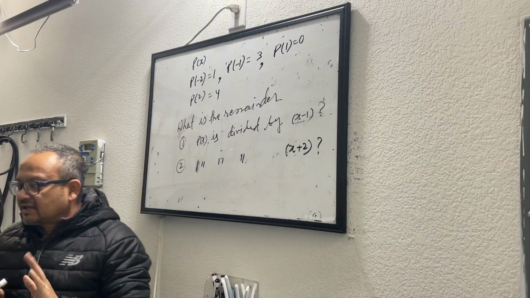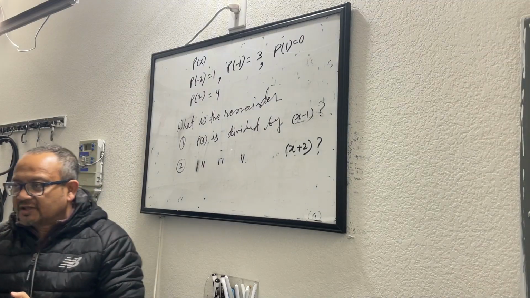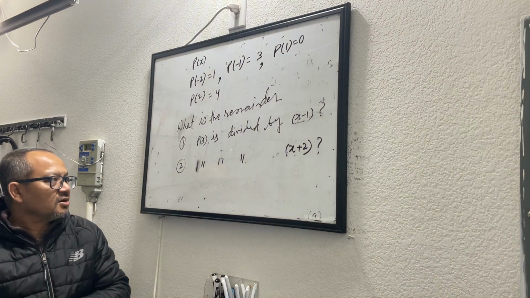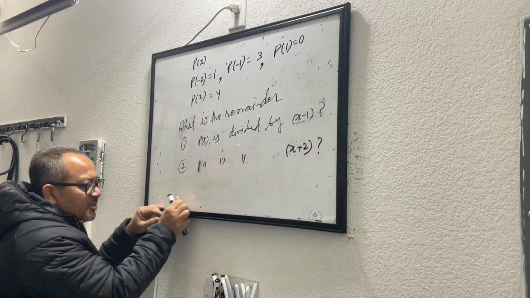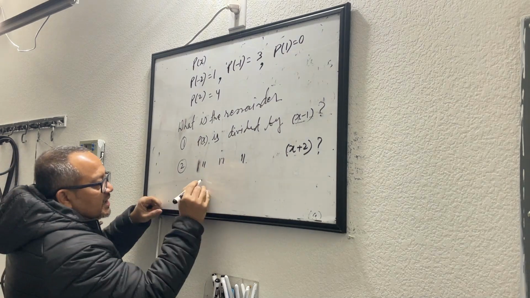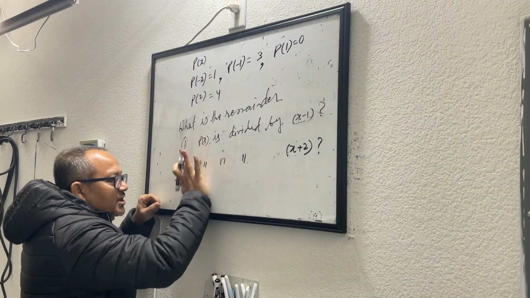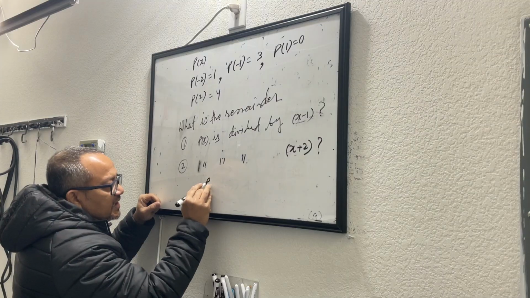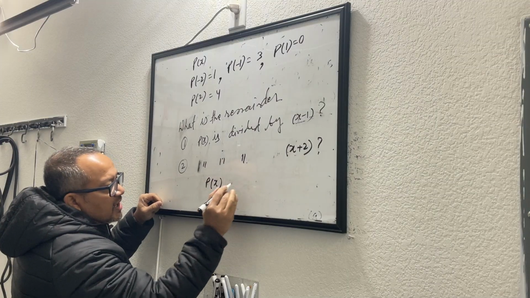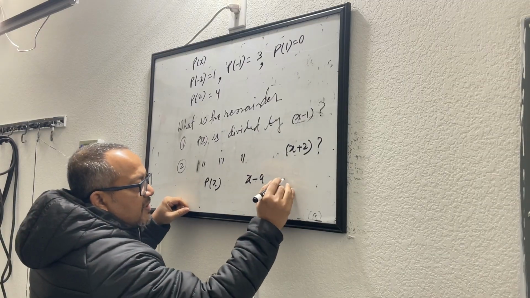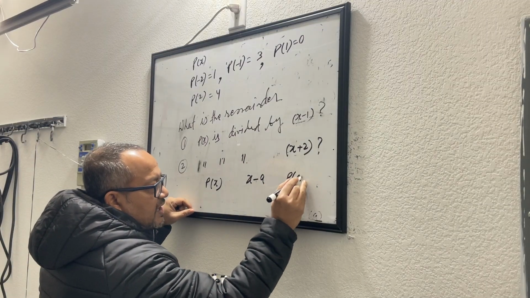Now, this is a classic case of the polynomial remainder theorem that we can use for solving this problem without much trouble. The polynomial remainder theorem says that when you divide a polynomial p of x by x minus a, your remainder would be equal to p of a. That's it.